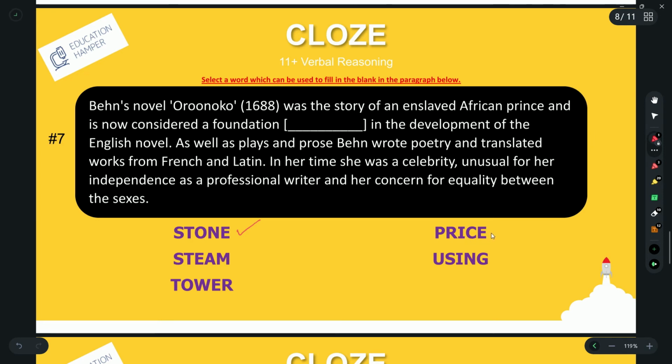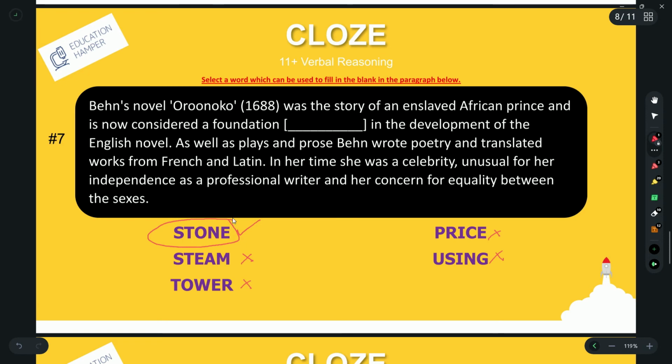Foundation price. We don't really say price is a foundation of the development of anything, so that's probably not correct. Foundation steam. No, you don't say it. It doesn't fit the context. Foundation using in the development doesn't fit the context of that sentence. And foundation tower. You don't really have foundation towers within buildings that will show that kind of strength that will allow for the development of things. So that's probably not correct. So here, foundation stone is the correct answer.